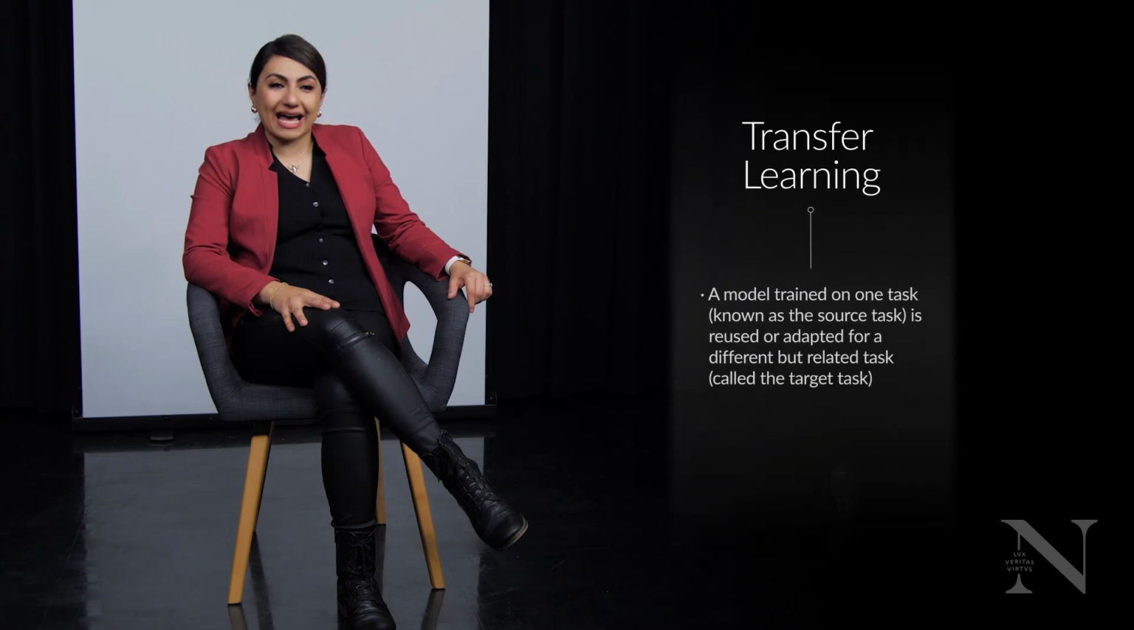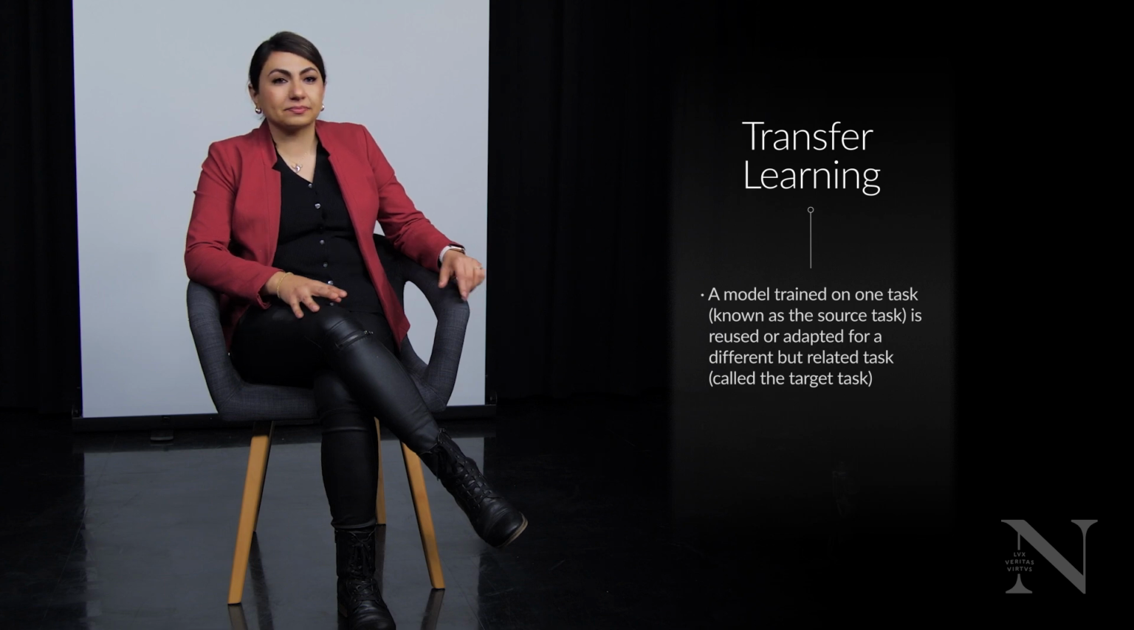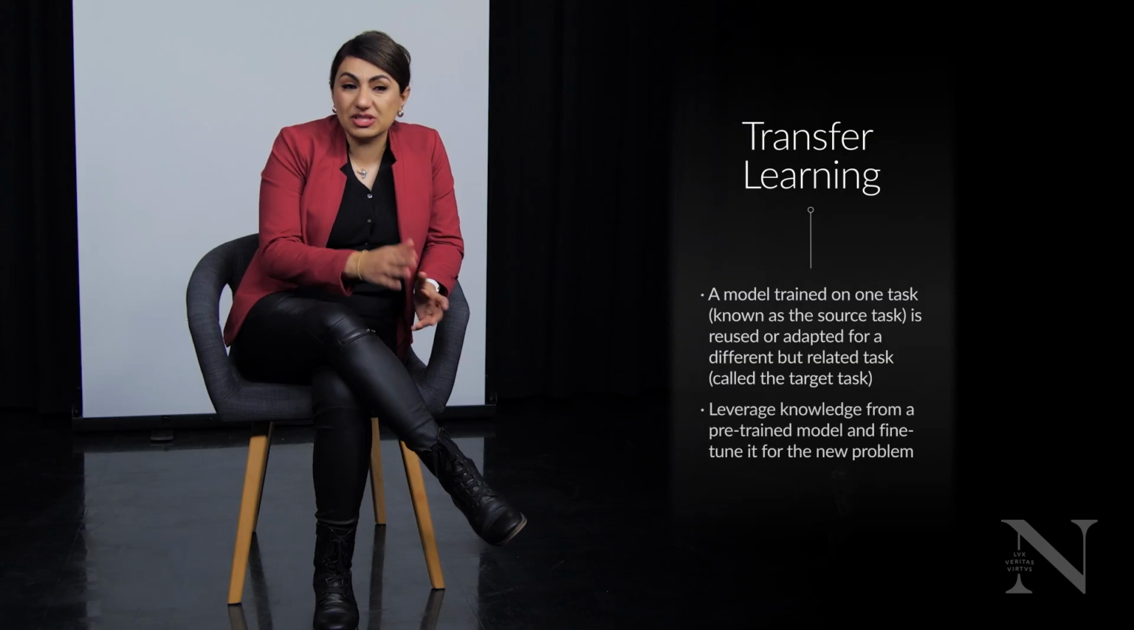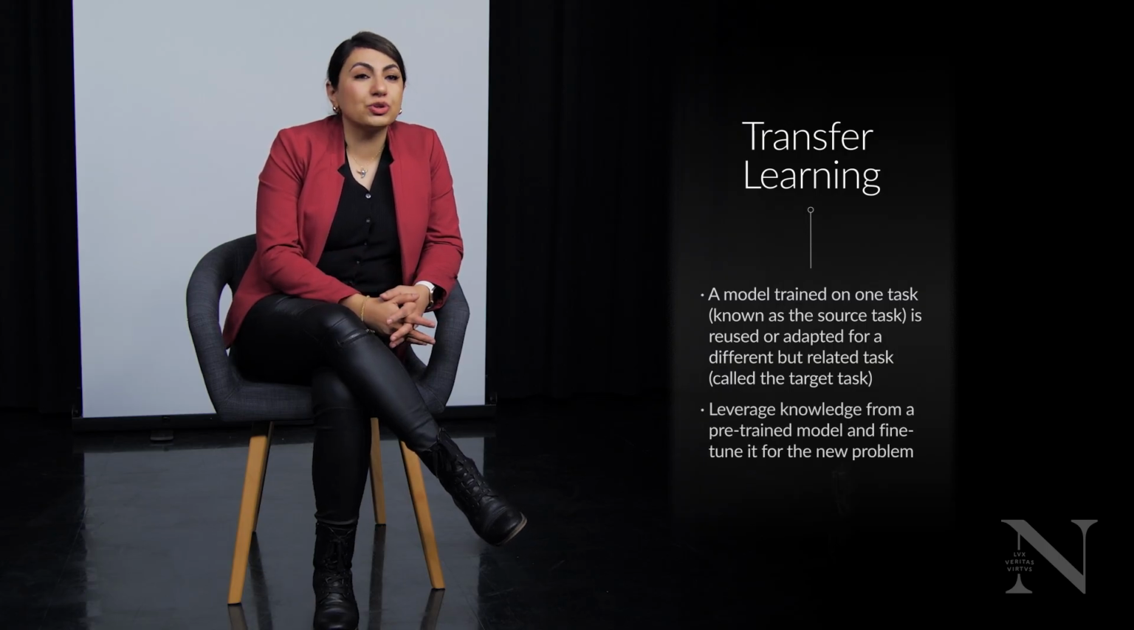A model trained on one task, known as the source task, is reused or adapted for a different but related task, called the target task. Instead of training a model from scratch, we leverage knowledge from a pre-trained model and fine-tune it for the new problem. Imagine a deep learning model trained on millions of general images from sources such as ImageNet. That model can be fine-tuned to classify medical X-rays, even if we only have a few thousand labeled X-rays.